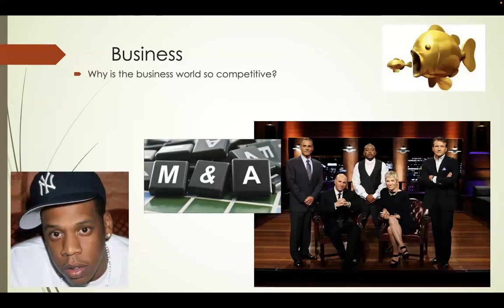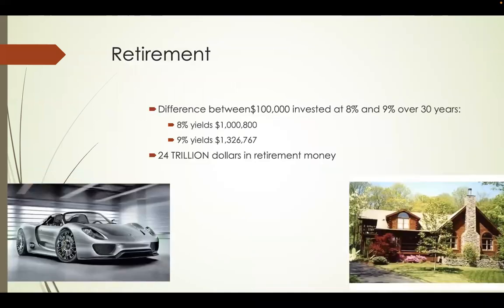You can look at the world of business and how they're all merging and acquiring each other. You can look at the Shark Tank examples if you like watching CNBC reruns of that, where they're trying to buy out this idea and that idea and make a ton of money on it. But the business world is competitive. Why is that? Well, because just a 1% return more can exponentially grow. And that's really the secret to making a lot of money, right?